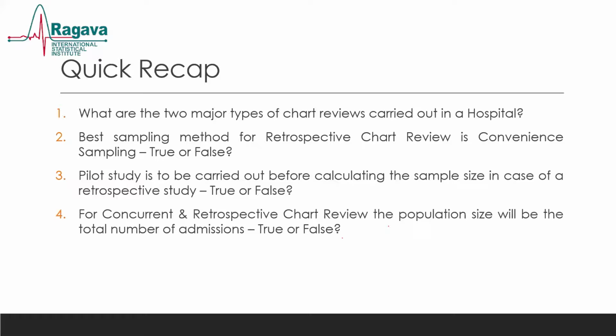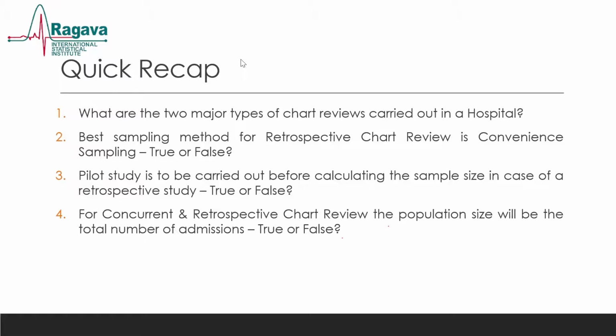For concurrent and retrospective chart review, the population size will be the total number of admissions. True or false? False. Okay. So what was the major difference that I had spoken about in the beginning? So basically, in your concurrent chart review, the sample size will be your total admissions.